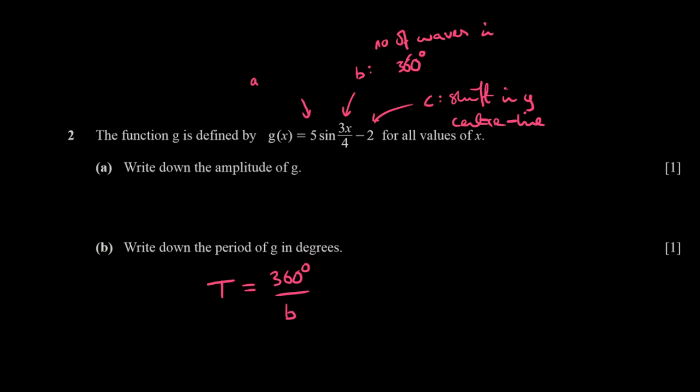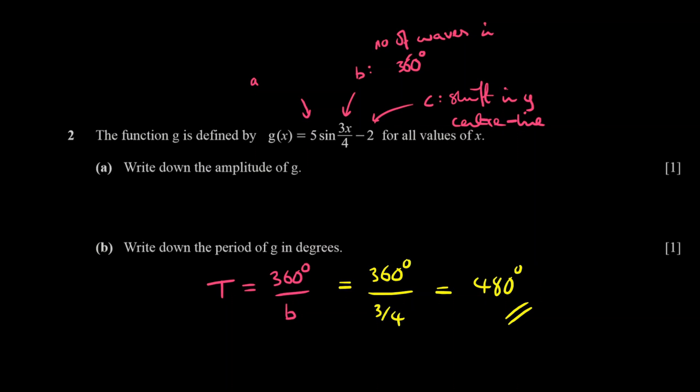Okay? So in this particular case, our period is equal to 360 degrees divided by 3/4. And if you do that, that would be 120 times by 4, which would be 480 degrees. Okay? So the period of our wave, how big one wave is, is 480 degrees.